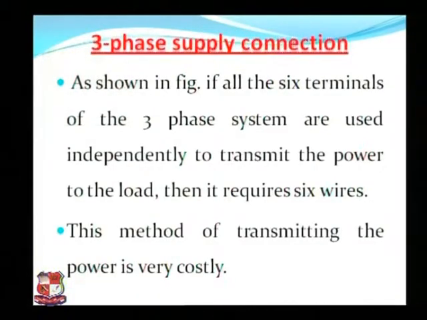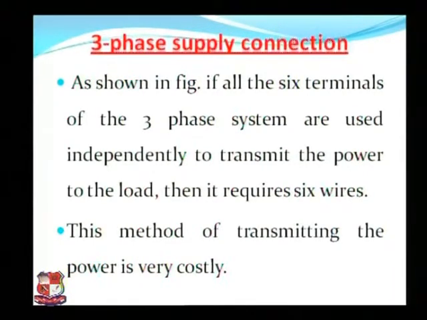Then what happens? As shown in the figure, if all 6 terminals R1, R2, Y1, Y2 and B1, B2 of the three phase system are used independently to transmit the power to the load, then it requires 6 wires. So this method of transmitting power is very costly. Whenever you increase the number of wires and terminals, the cost of transmitting the power goes very high. So we have to overcome that method.